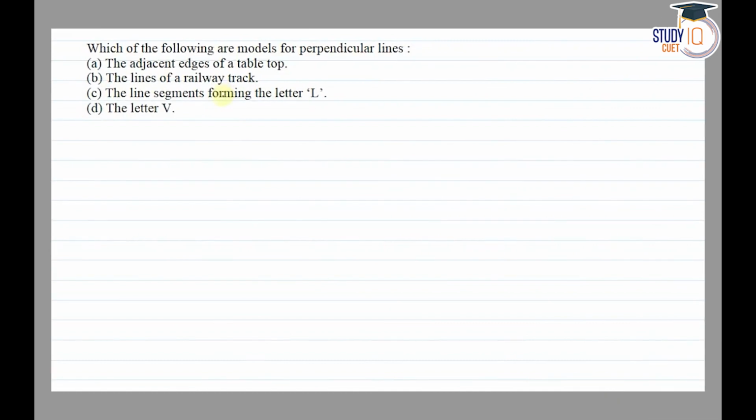Hello everyone. This question appears in the Class 6 NCERT chapter Understanding Elementary Shapes. This is the first question of Exercise 5.5. The question says: which of the following are models for perpendicular lines?